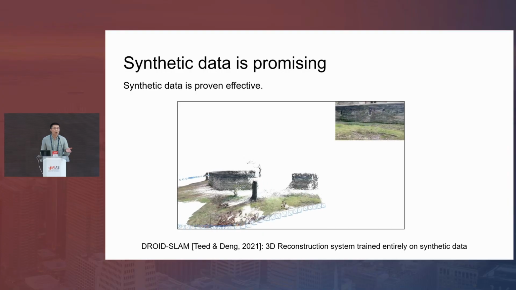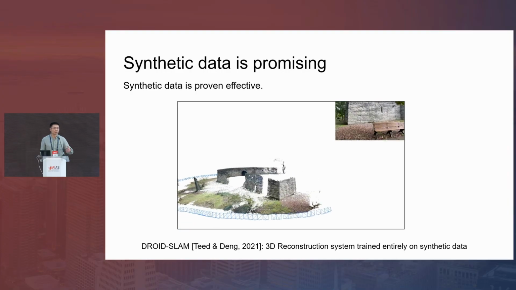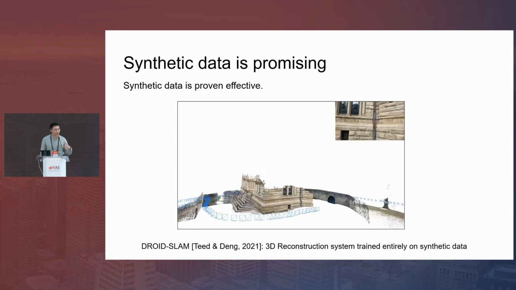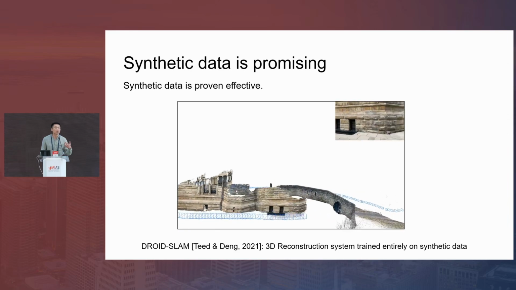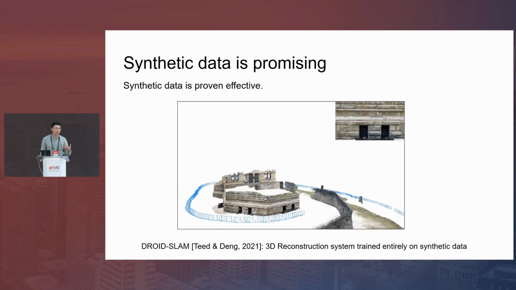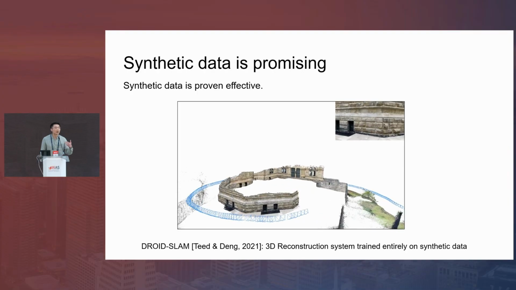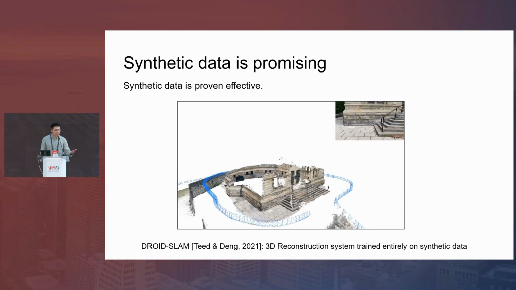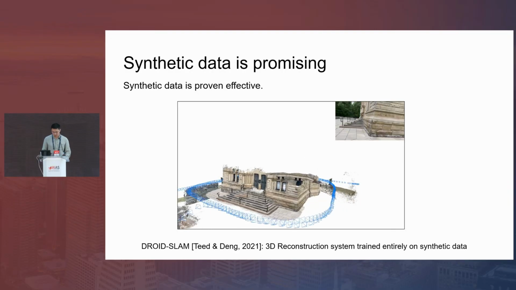For example, here is a 3D reconstruction system that can reconstruct 3D structures from just an iPhone video. This is a system we developed. And this system was trained entirely on synthetic data. It has not seen a single real image in training, but it works out of the box on a real iPhone video.